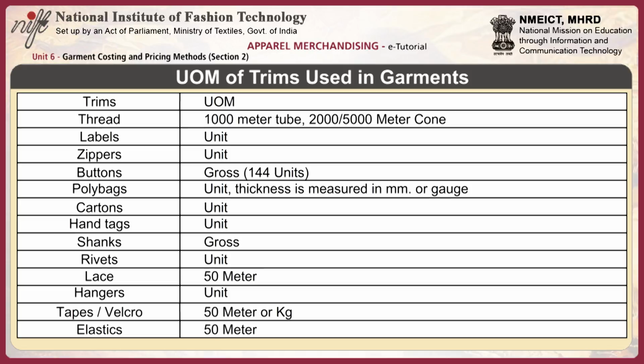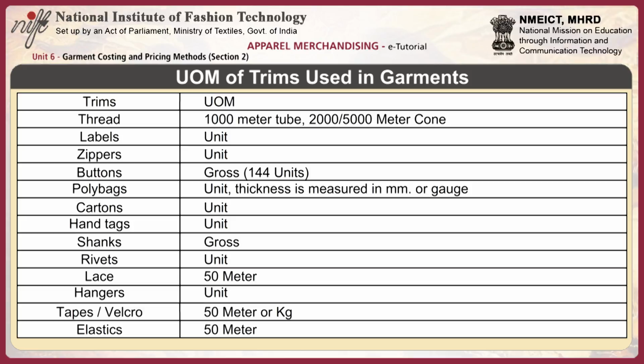Shanks, like buttons, are also measured in gross. One gross is equal to 144 units. Then we have rivets. Rivets are generally measured as units, so many units. Lace: the general measurement for lace is 50 meter, 150 meter is 1 unit of measurement. Hangers are again by number of units.